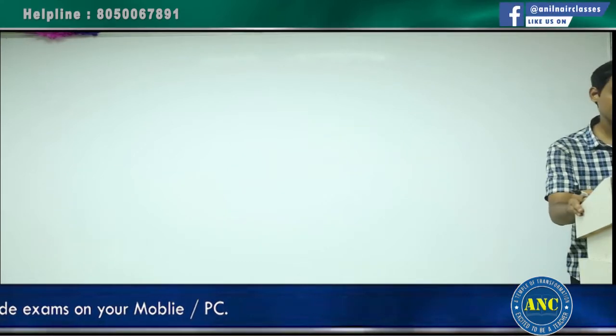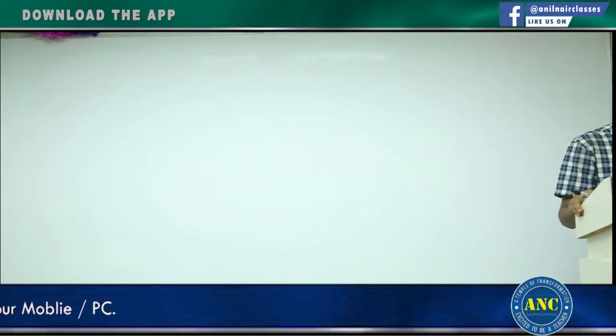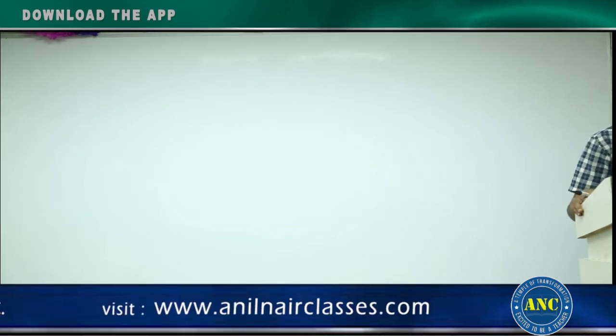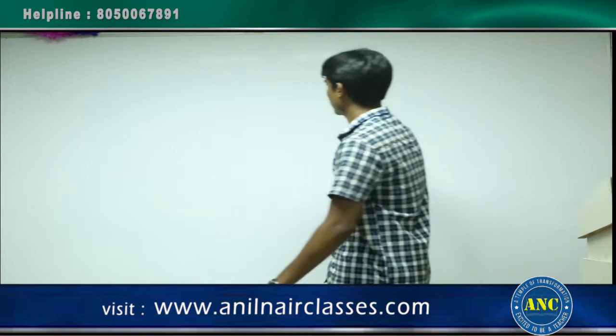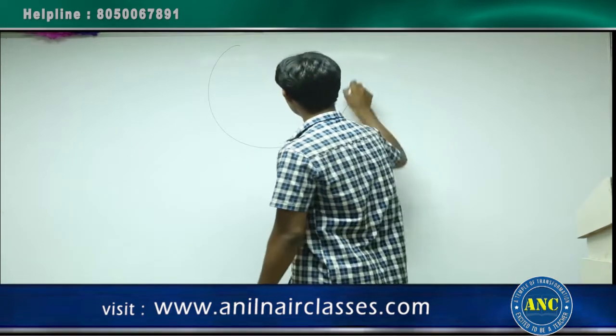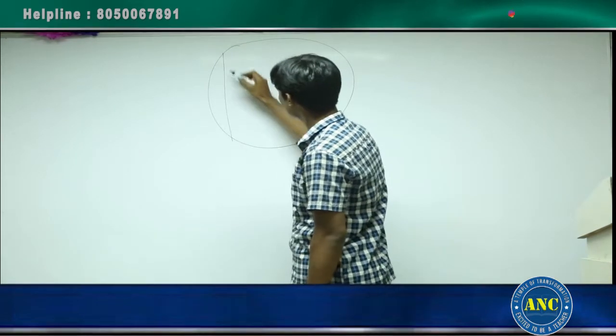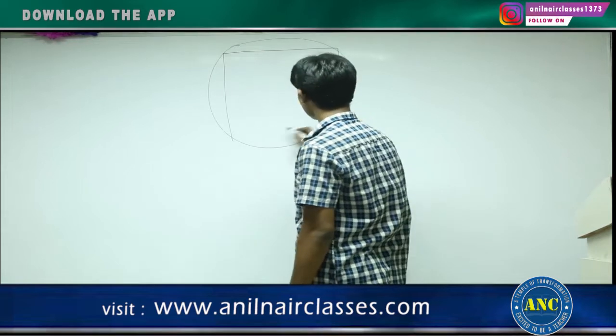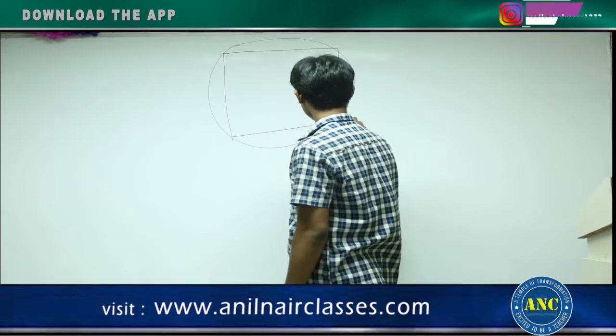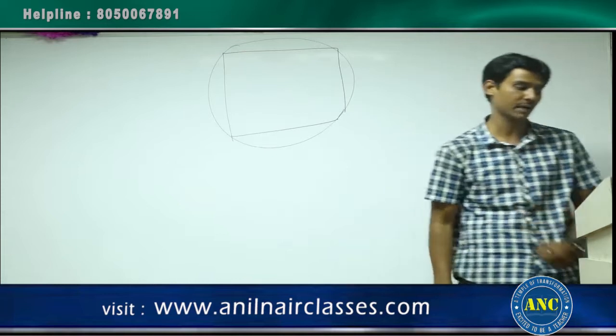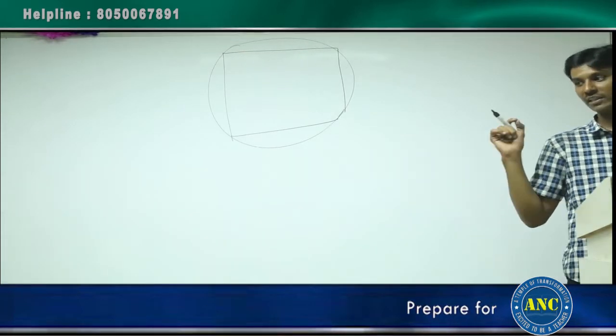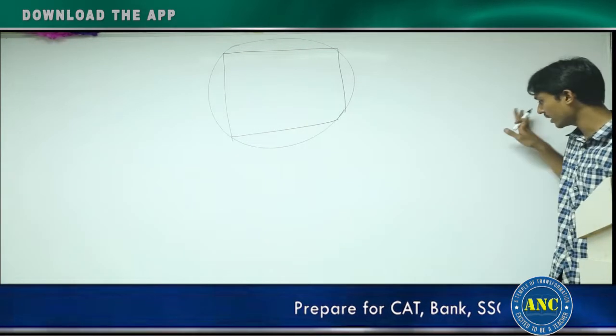31. A square is inscribed in a circle. What is the difference between the area of the square and that of the circle? See here. A square is inscribed in a circle. There is a circle. Diagram is not drawn to scale. This is a square that you need to assume because I am not drawing the diagram properly. Please don't discuss when the problem is being discussed. Everyone will be on the problem.